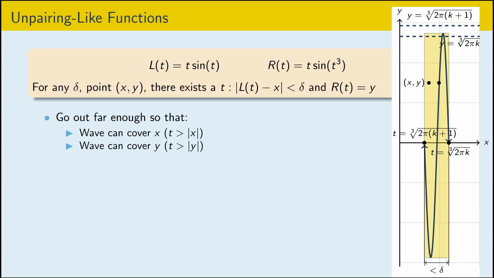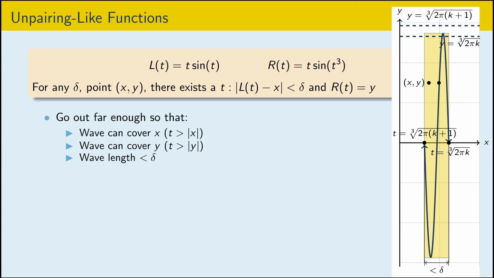And so, once we go out far enough that our t values exceed the desired y value of our point, our oscillations and their bounding rectangles will cover our point in the y direction. The hardest part is making sure that the width of these waves and their bounding rectangles is less than our desired delta. Again, we just have to make sure that we're looking far enough out in our curve.